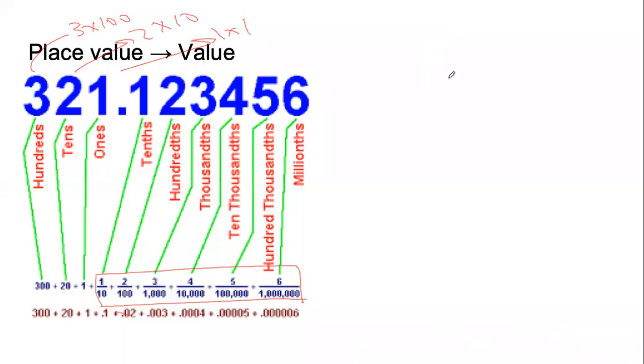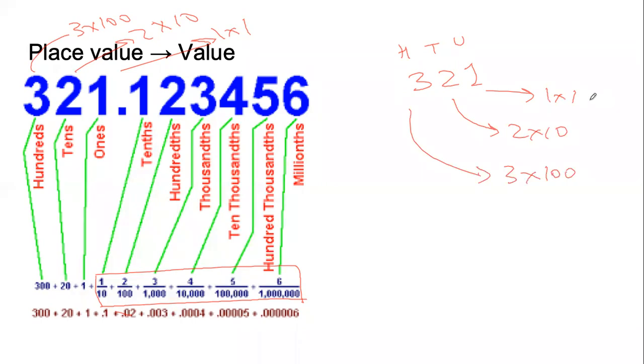Remember, if the number was 3, 2, 1, the reason we read it as 321 and the value is 321. अगर 321 किसी ने बोला, it is not 32 रुपए 1 पैसा, it is 321 रुपए, hundreds, tens, units. Why? How did it happen? 1 is 1 into 1, 2 is 2 into 10, 3 is 3 into 100. 1 into 1 is 1, 2 into 10 is 20, 3 into 100 is 300. When we add them, this becomes 321.